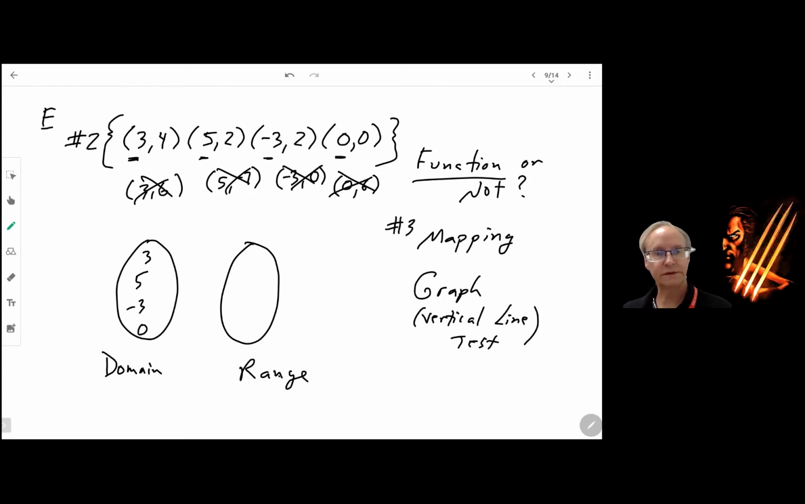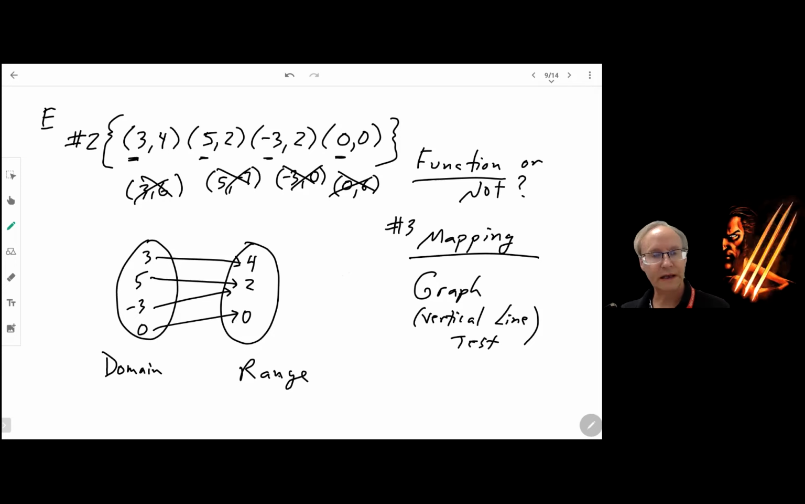A mapping looks like this. 3 goes to 4. 5 goes to 2. It just so happens that -3 also goes to 2. A lot of people get confused and they say, well, these two numbers are going to the same y. That's okay, as long as you know what you're getting out. That's the important part. And 0 is going to 0. So we call that thing a mapping.